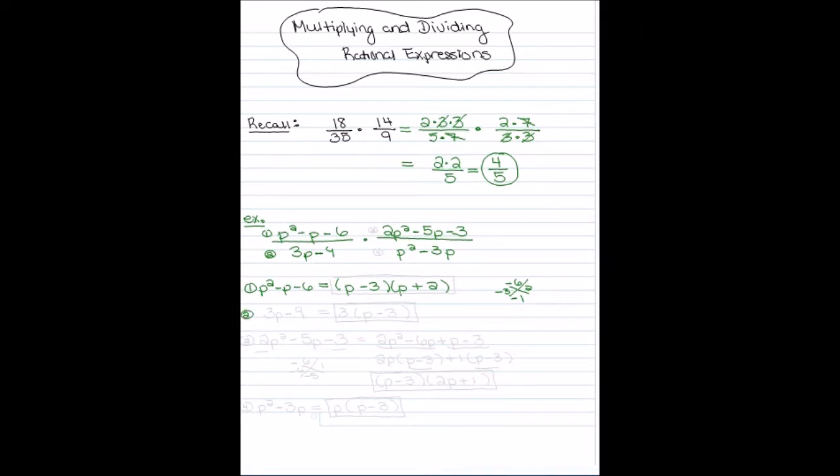So let's look at the second one. I have 3p minus 9. And on this one, all I can do is take out a GCF, which is 3, and I'm left with p minus 3.